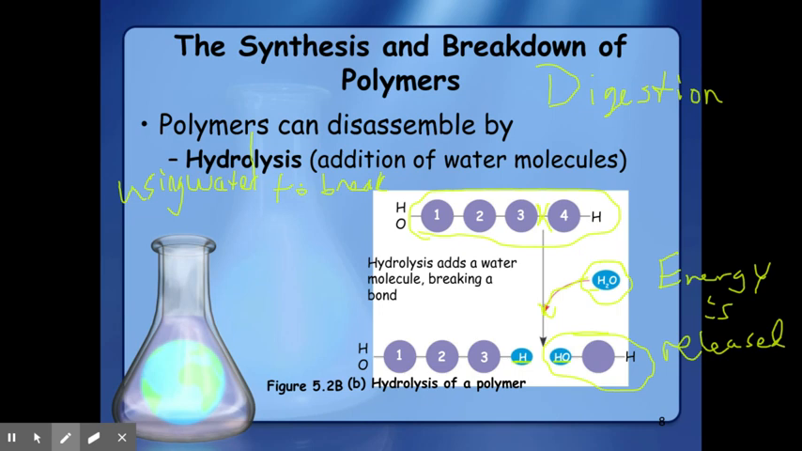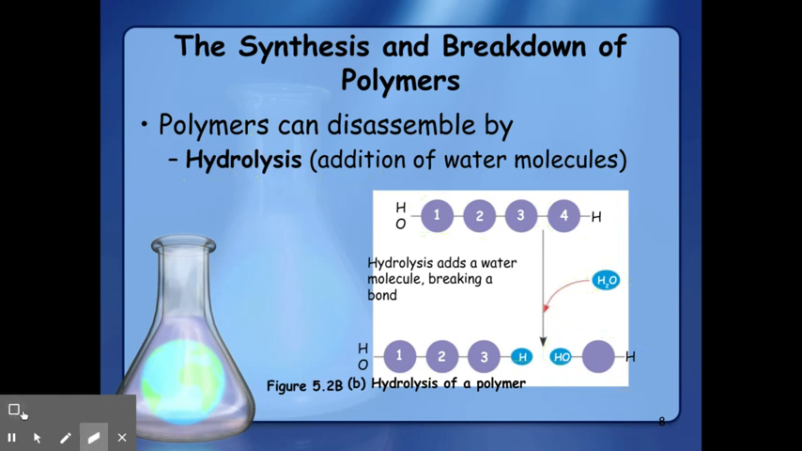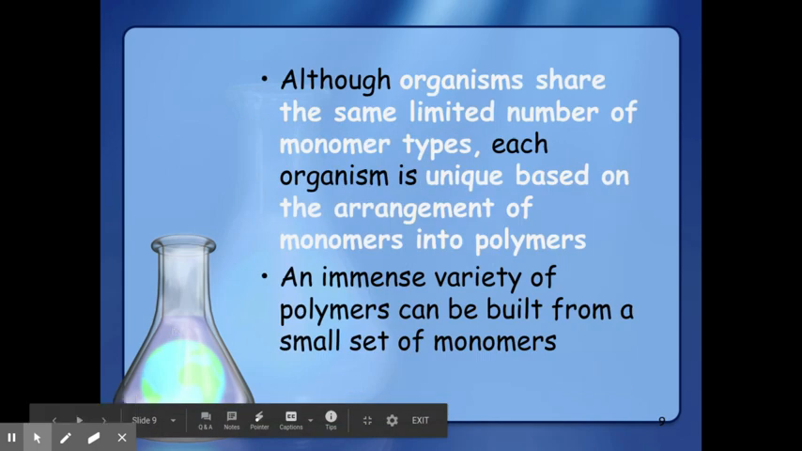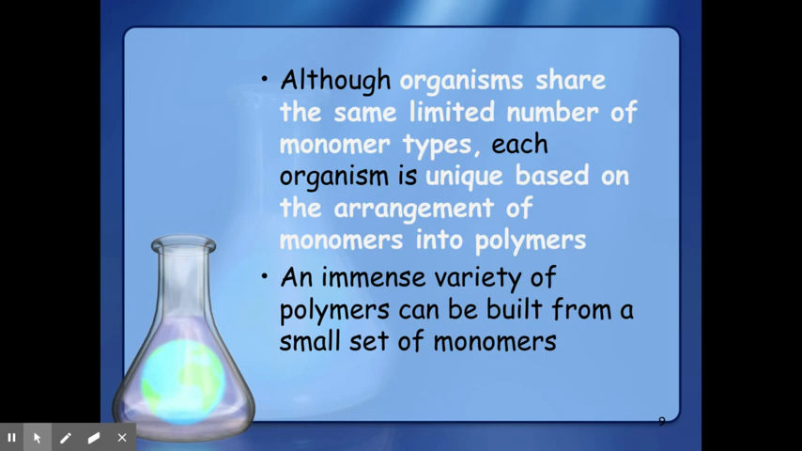When would we do dehydration synthesis? Well, the plants would maybe do that when they're building that molecule. Okay. We do that in our bodies too. We build fats, we build muscle and things like that. So we can build that. All right. So those organisms share the same limited number of monomer types. Each organism is unique based on the arrangement and how we use those monomers in building polymers. And the variety in the polymers is immense because of how we use those monomers uniquely.